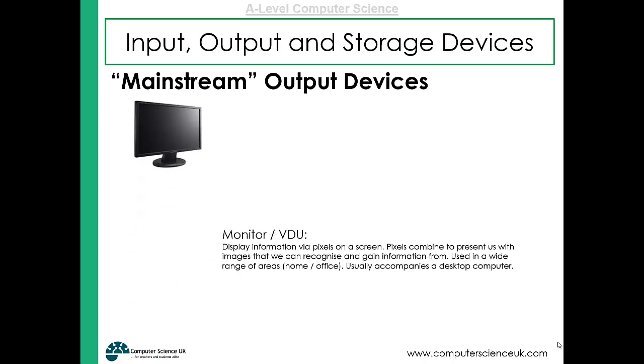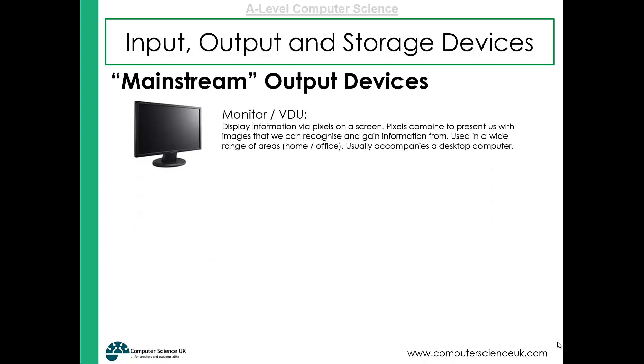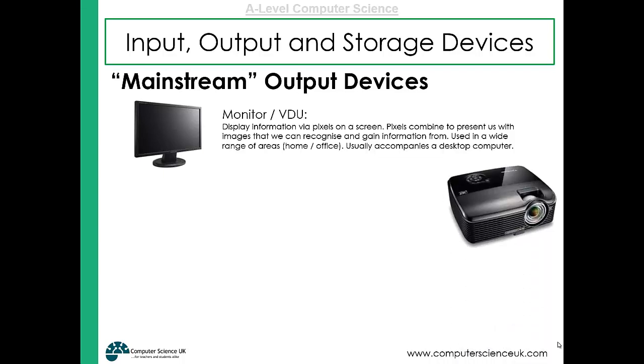So mainstream output devices, monitors, visual display units. They display information via pixels. Pixels combine to present us with images that we can recognize, we can gain information from. And used at home, offices, usually accompanied with a desktop computer, but a widely used output device.